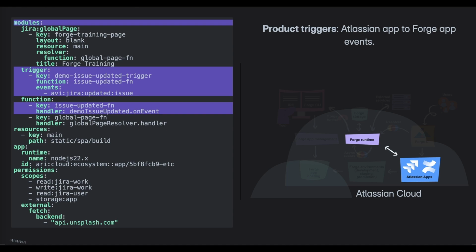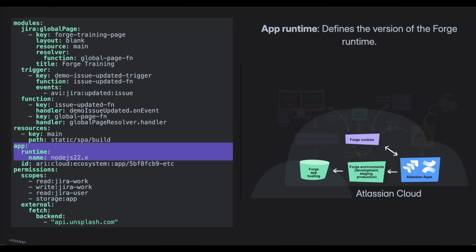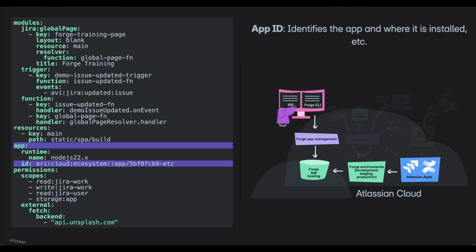The triggers section of the manifest defines the events the app listens to. In this case, the app is listening to events that are fired whenever an issue is updated. The app runtime defines the version of the runtime that Forge will use when executing your app's functions. The app ID identifies the app and where it is installed. It's used to manage the app in the Forge platform.